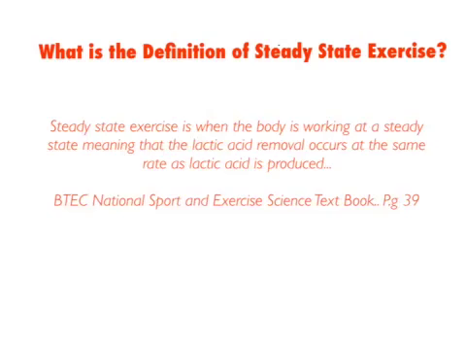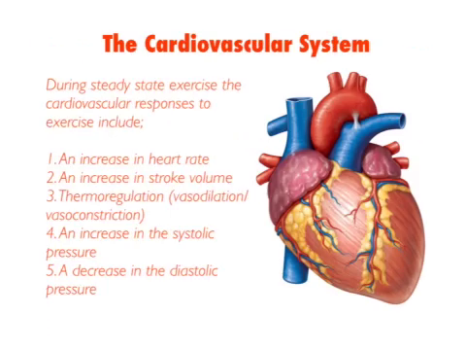During steady state exercise, there are four systems which are affected, which include the cardiovascular, respiratory, neuromuscular, and energy systems. An example of this would be a person running on a treadmill. The cardiovascular system. During steady state exercise, the cardiovascular responses to exercise include an increase in heart rate, an increase in stroke volume, thermoregulation, vasodilation and vasoconstriction, an increase in systolic pressure, and a decrease in diastolic pressure.